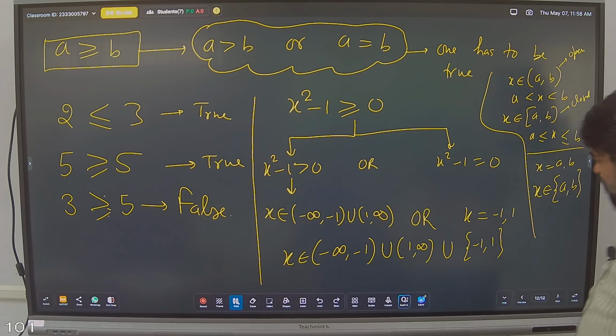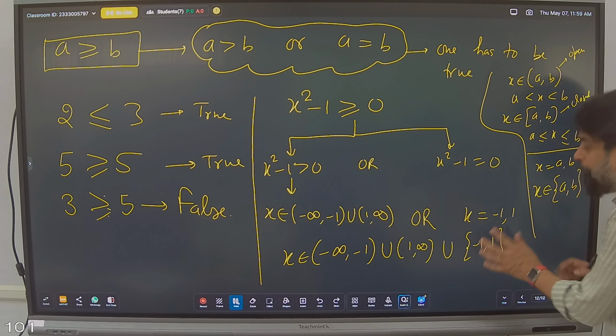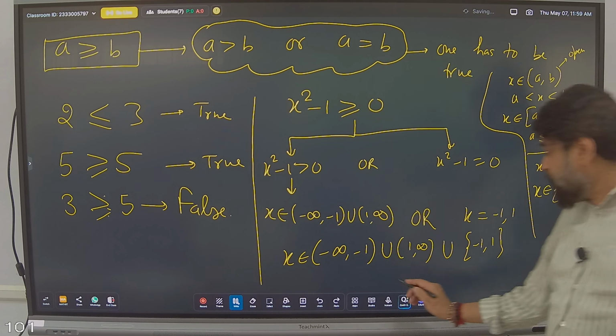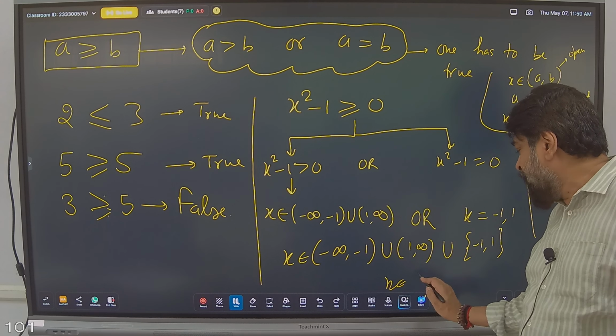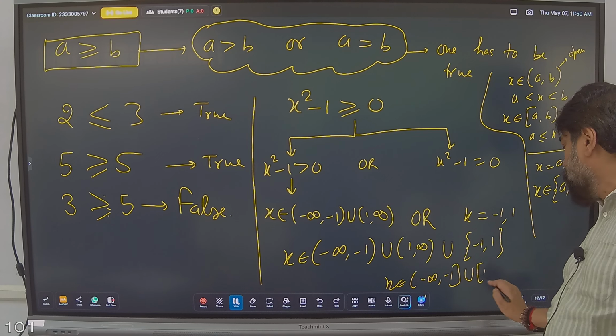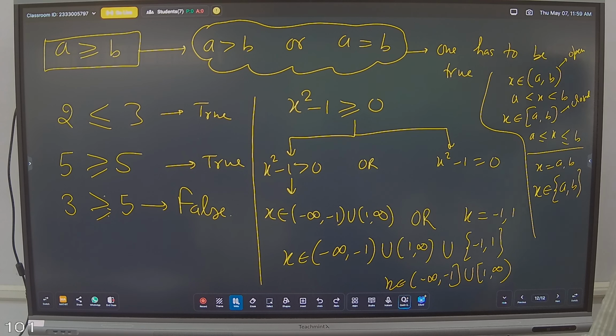When I look at this, I think why am I doing this unnecessary thing separately? Actually what do you want? You want that -1 and 1 to be included, yes or no? So instead of including them separately, why not include them here itself? So this answer I can write x element of -infinity to -1 close, union close 1 to infinity. Both answers are same or not? Please check them.